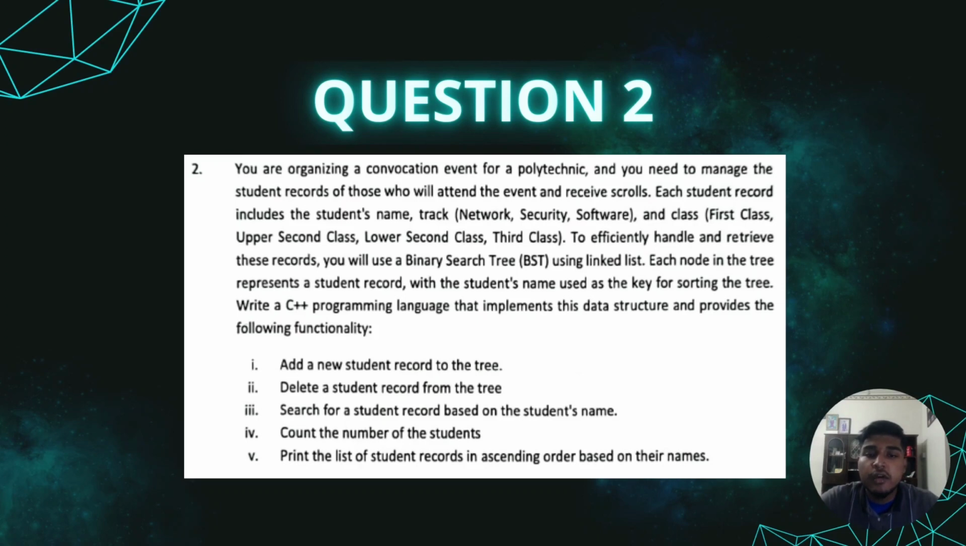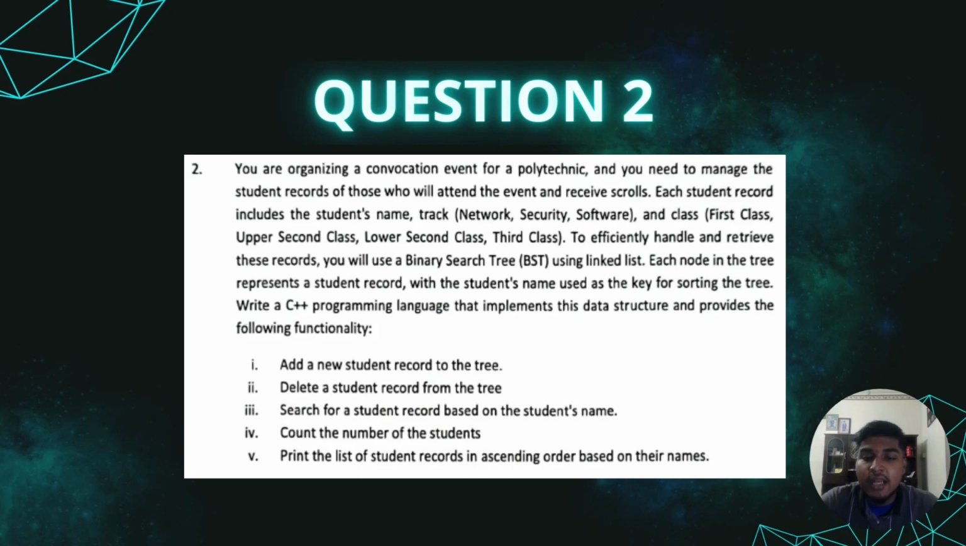You are organizing a convocation event for a polytechnic and you need to manage the records of the students who will attend the event and receive scores. Each student record includes the student's name, track (network security and software), and class: first class, upper second class, lower second class, and third class. To efficiently handle and retrieve these records, you will use a binary search tree (BST) using a linked list. Each node in the tree represents a student's record, with the student's name used as the key for sorting the tree. We have to write a C++ program that implements this data structure and provides the following functionality.